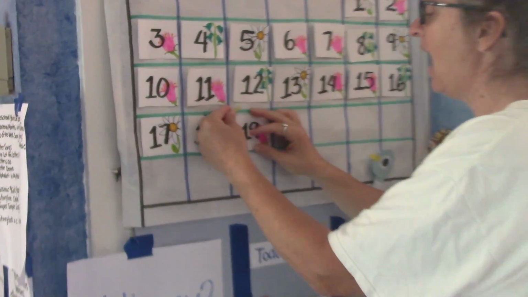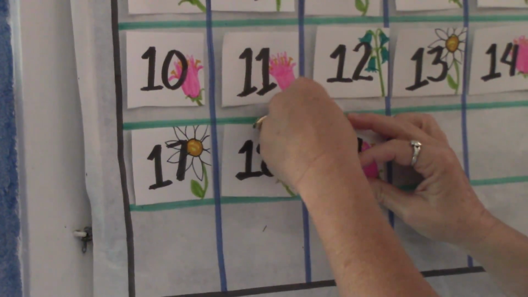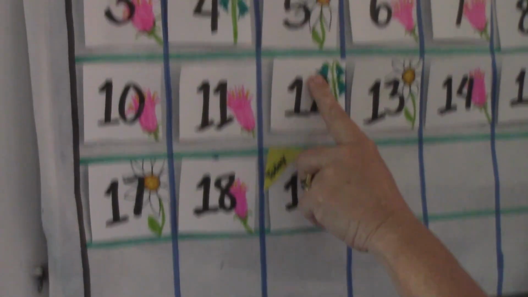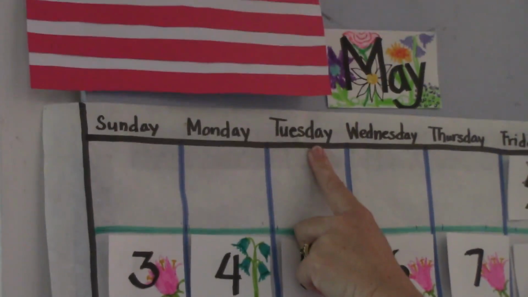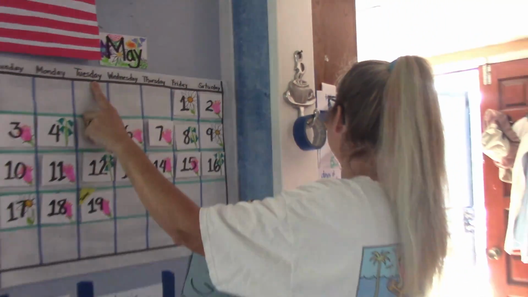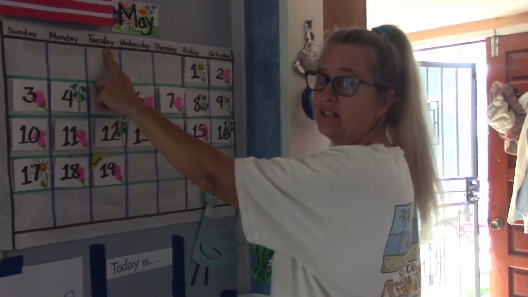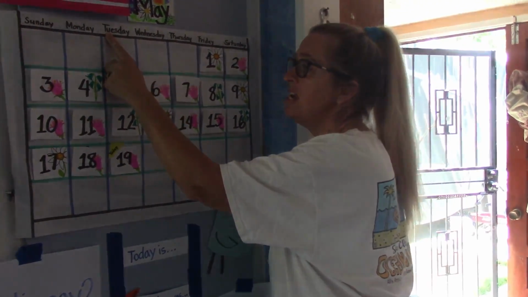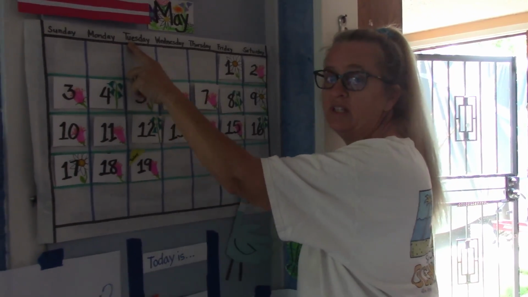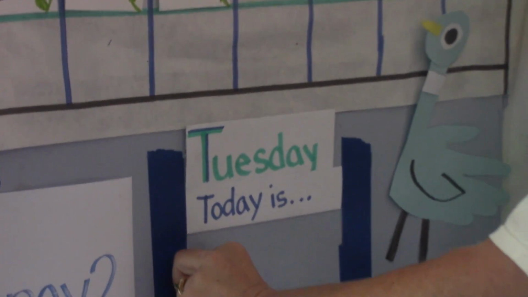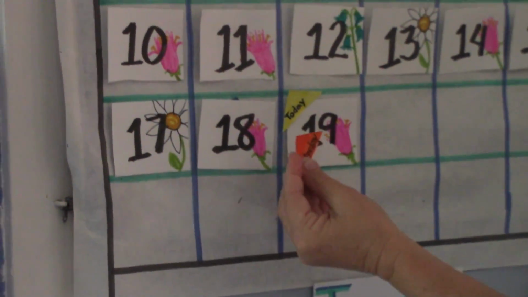I'm going to stick my little hat right here on number 19 because that's our day, and I'm going to go all the way up and find out that today is one of the T days. Is it Tuesday or Thursday? Well, I see a T-U, Tuesday. Today is Tuesday.